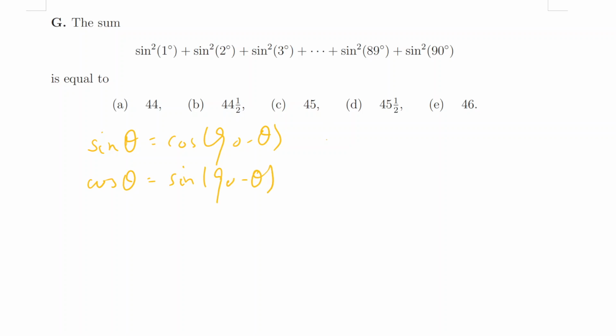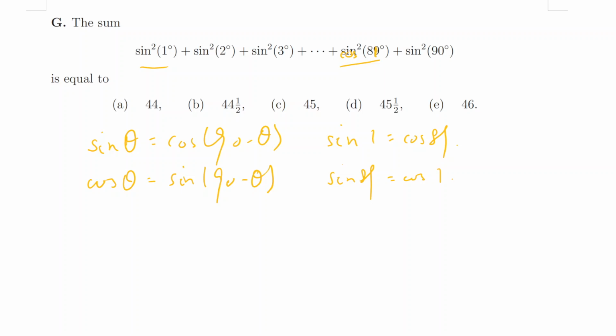So from this, you can see sine of 1 equals cos of 89, and sine of 89 equals cos of 1. So let's imagine sine 89 being cos of 1 then. Of course, sine squared 1 plus cos squared 1 is 1, right?